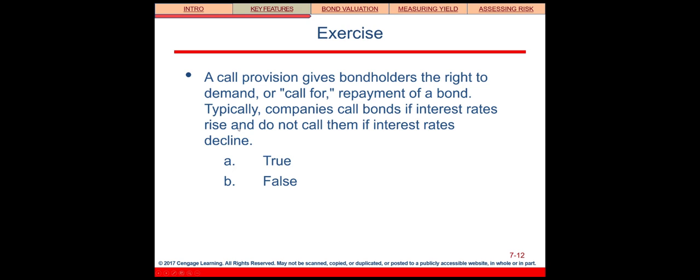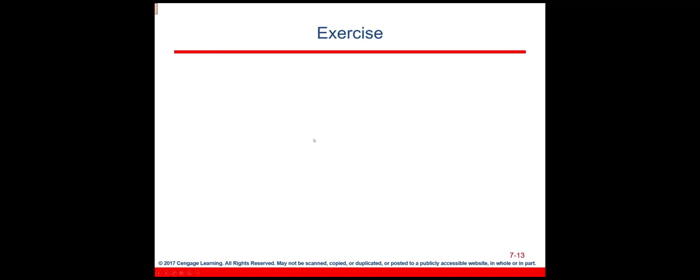So the company will only call back the bond if the interest rate is declining. It means that right now the interest rate is high, but I expect that it's going to decline in the future. Therefore, companies call bonds if interest rates decline, and do not call them if interest rates rise. So the answer is B, false.